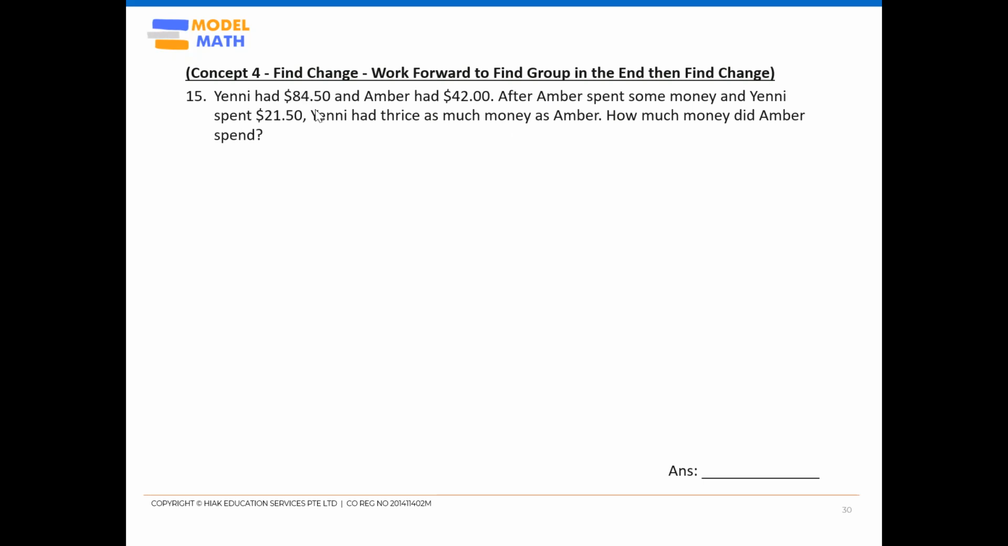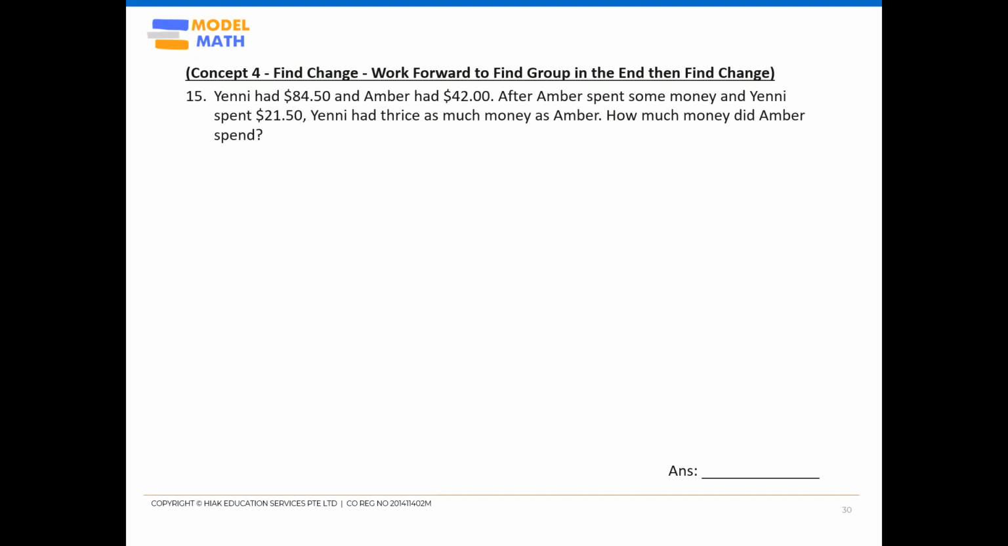So right now, for the before, they actually gave us actual values to work with. So I have the amount of money for Yenny and Amber. But the change, I do not know the change for Amber. Currently I know Amber spends some money, but I don't know how much, whereas for Yenny, I know she spends $21.50. So there's actually sufficient information for us, because they gave us the actual values for before, and the actual values for the change for Yenny. So for this question, likely you can use before change after to help you solve it.